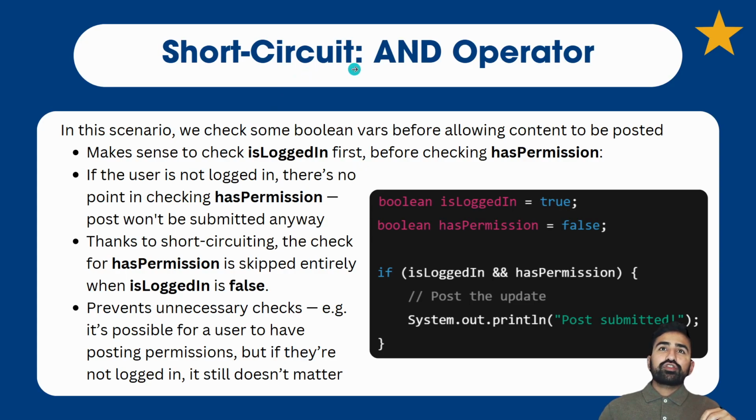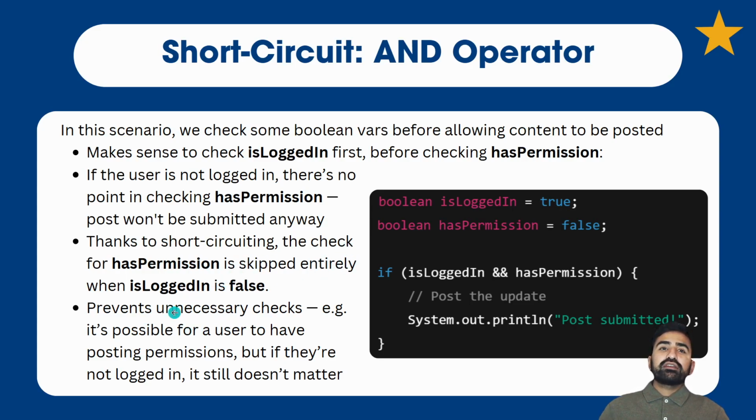All right. So short circuit and the AND operator. In this scenario, we check some Boolean variables before allowing content to be posted. So here are Boolean variables. We have is logged in and has permission. Using these two variables, we're going to check them. Because we have an and here, both need to be true in order for us to submit that post. In this case, it makes sense to check is logged in first, in the logic of this program. Now, why is that? Well, if the user's not logged in, there's no point in checking whether or not they have the permission because the post won't be submitted anyways. So thanks to short circuiting, the check for has permission can be skipped entirely when logged in is false.